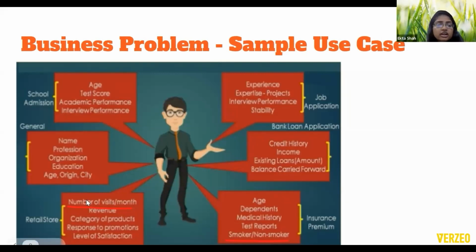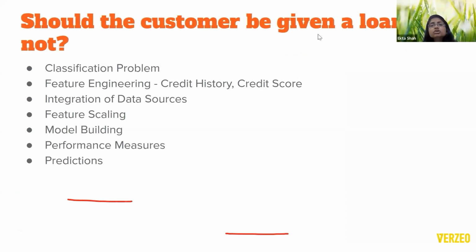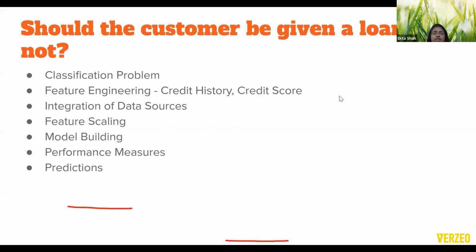Say our use case is about, should we give the customer a loan or not? This is our basic criteria over here. So it is a classification problem. Now, why is it a classification problem? In machine learning, you have two different categories: you either predict a continuous value or you predict a discrete value. Here it's only two options, yes or no, whether the customer should be given a loan or not. So it's discrete values, that's why it's a classification problem.